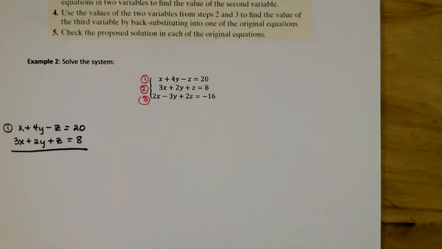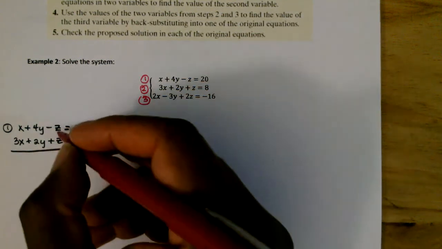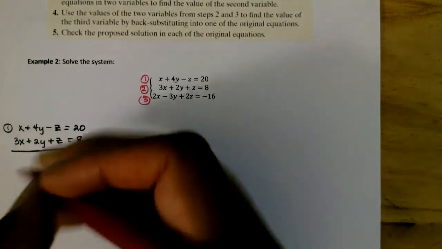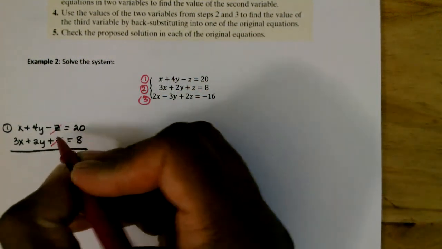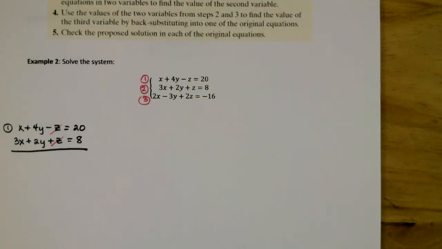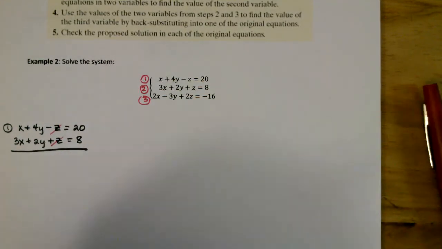Now, sometimes they call the addition method the elimination method, and that's because you're trying to eliminate a variable. In this case, by looking at this, I can eliminate a z because I have minus z and a plus z. That is eliminated, and then I can add the 2 equations together.